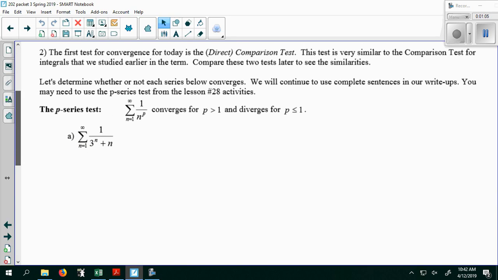Okay, so the first test for convergence today is the direct comparison test. This test is very similar to the comparison test for integrals that we used earlier in the term. It was on your second test, so you can compare them later to see the similarities. We're going to determine whether or not each series converges by comparing to a series whose convergence we know. It's the same concept as the integral comparison test. If your series is larger than a divergent series, that means it's larger than something infinite, so it must also diverge. If your series is smaller than something convergent, it's smaller than something finite, so it must also converge.